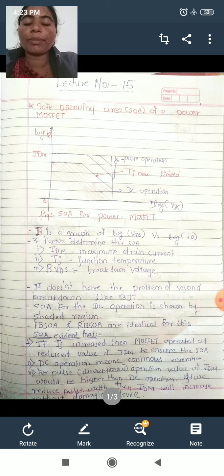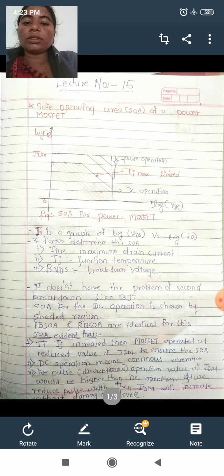We learned the safe operating area of the MOSFET and the safe operating area of the IGBT. See one by one. First is the safe operating area of the power MOSFET. Here I draw the diagram of the safe operating area for the power MOSFET.